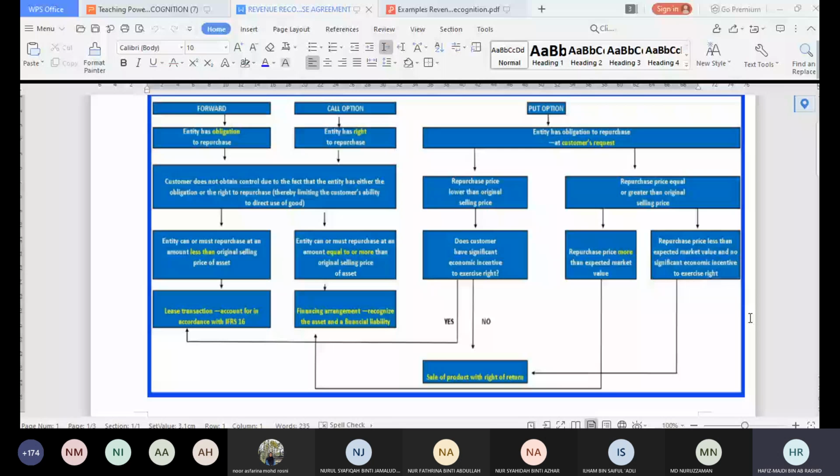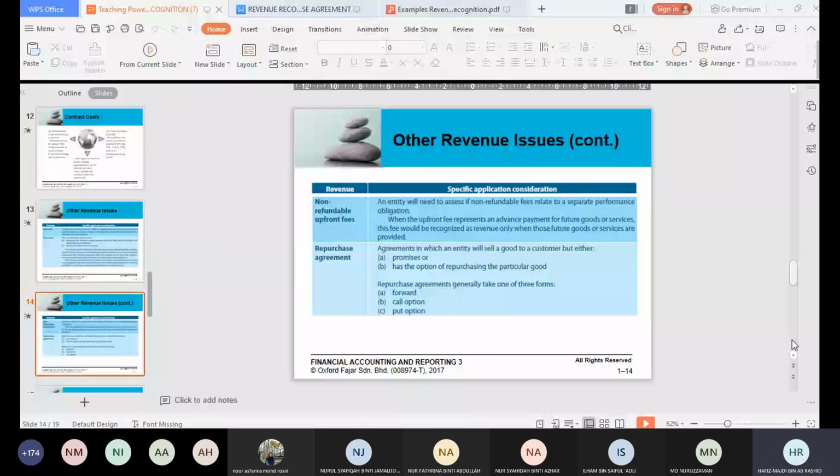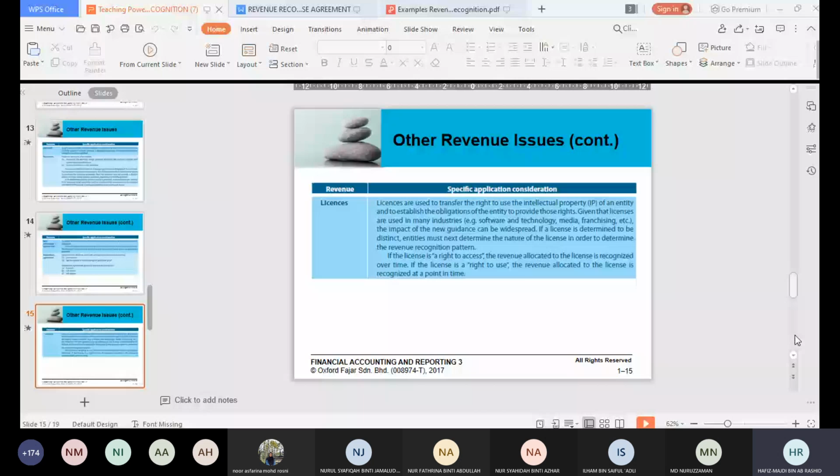The next other issue is basically on license. License is an intangible asset. Sometimes we might call it intellectual property. So if you have revenue generated from a license contract, there are some issues discussed by scholars.